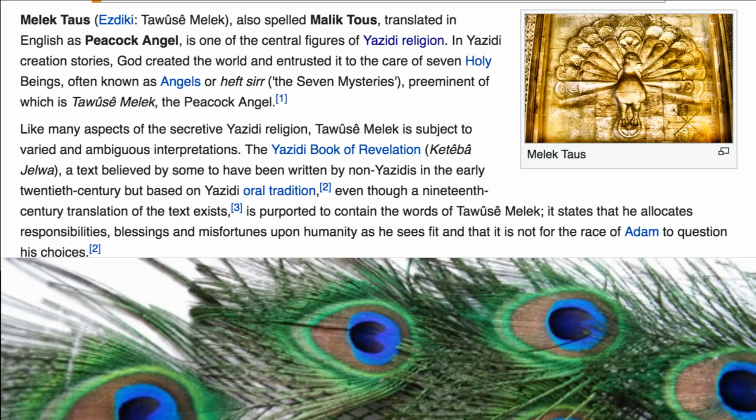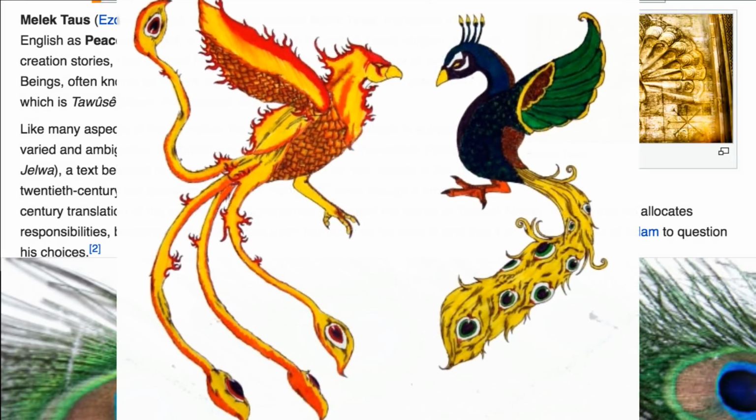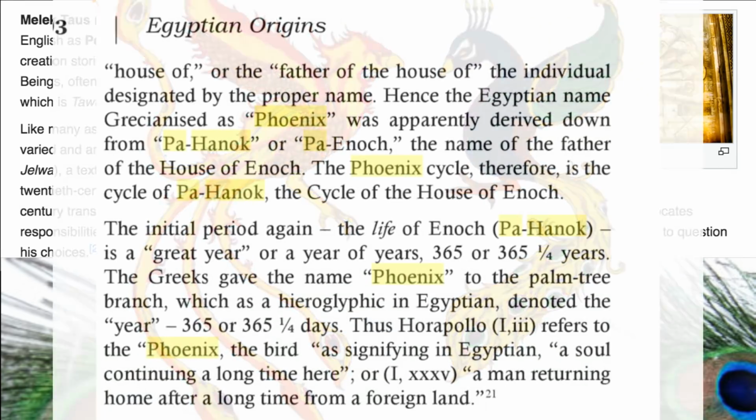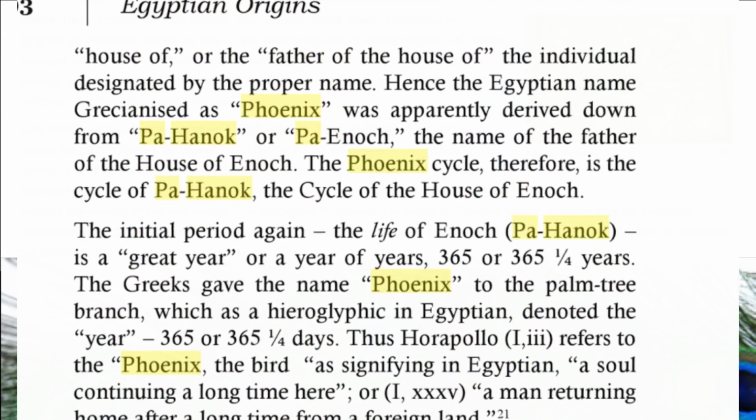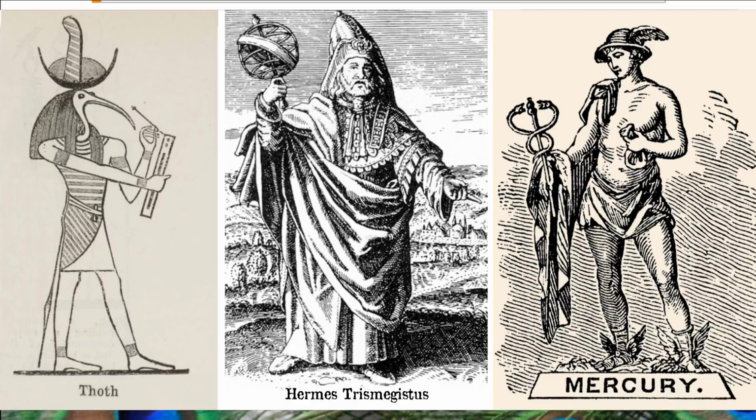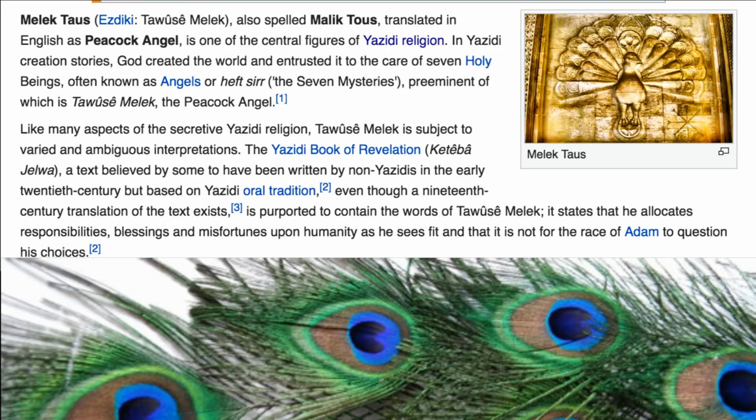Okay, so let's continue. It says Melek Taus, also spelled Malik Taus, translated in English as Peacock angel. We're still talking about the peacock. Who was the peacock? The phoenix. Who was the phoenix? Pahanok, Enoch, Enoch slash Thoth, Enoch slash Idris, Enoch slash Hermes. Melek Taus, Thoth, same.